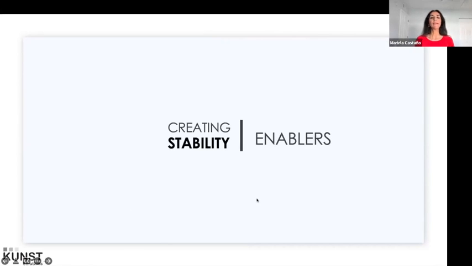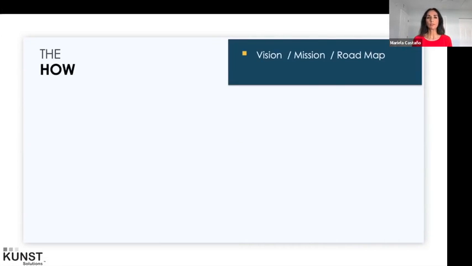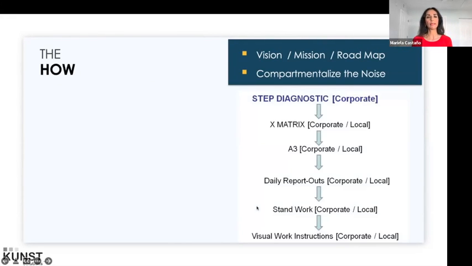So to create that stability, we are going to bring enablers in place. These enablers, as they relate to the mission, and a roadmap and compartmentalizing the noise, include what we call tools at a very strategic level. And these tools start with something called the step diagnostic, and then it breaks down into different hands-on, very strategic, all the way to very tactile tools: X matrix, A3, daily report outs, standard work, and visual work instructions.